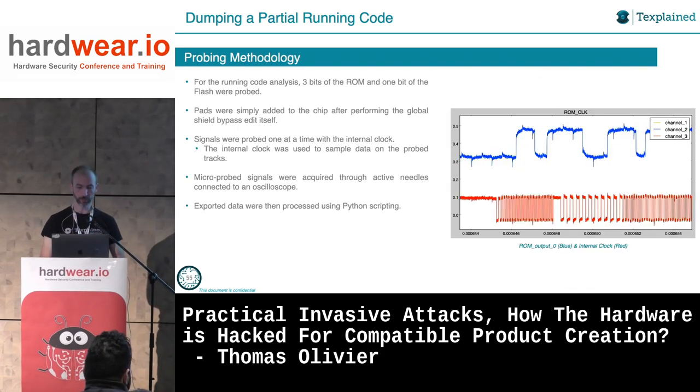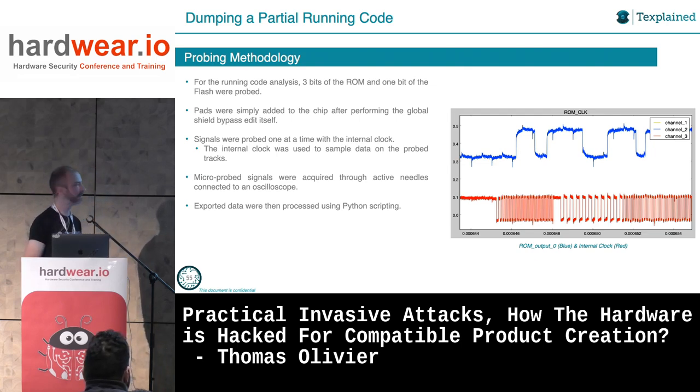Okay, so then we probed, and it looks like this. We use active probes to get the best signal possible, and then we use a Python script to work with the data. Here we see one memory output. I don't know which one this is, I can't tell. ROM output 0, and this is the internal clock of the device.